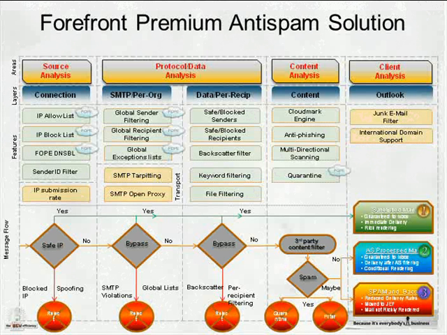So I'd like to summarize the premium anti-spam features that we have in Forefront. Some of these are provided by the Exchange Edge Transport component and others by Forefront Security for Exchange. First is source analysis, or connection filtering. This is the first layer, good to reject here to save additional processing.